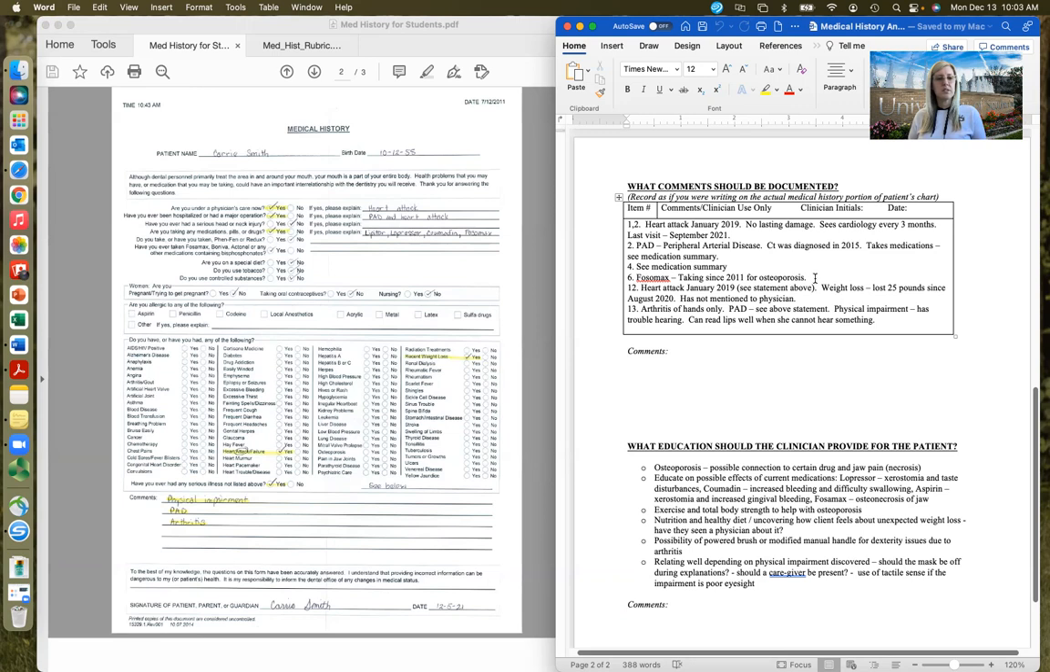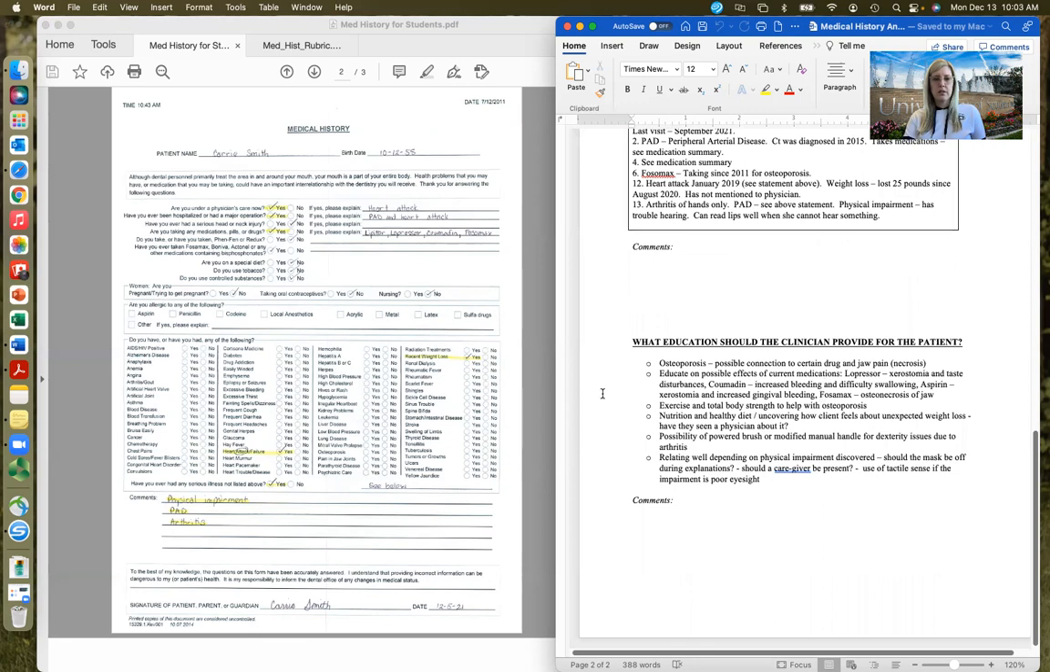PAD, we can just put C statement above. Okay. Physical impairment, we asked them what their physical impairment was. They said that they have trouble hearing, but they can read lips well. Perfect. That's all we need to write. Okay. So in the comment box, we're writing a comment or we're writing a clarification for each yes or written in answer that was provided on the med history.